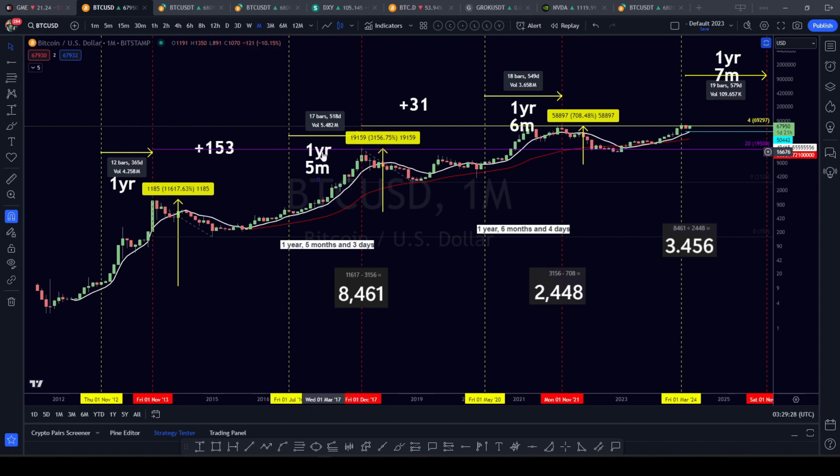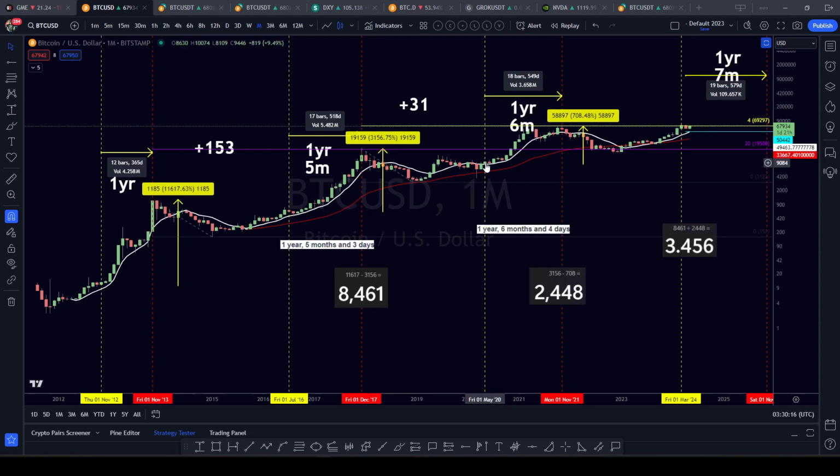On the next halving to the all-time high, it was 1 year and 5 months, a difference of 153 days. The percentage from the halving date to the all-time high was 3,156%, which gives us a difference of 8,461% from this all-time high percentage-wise to this all-time high percentage-wise.